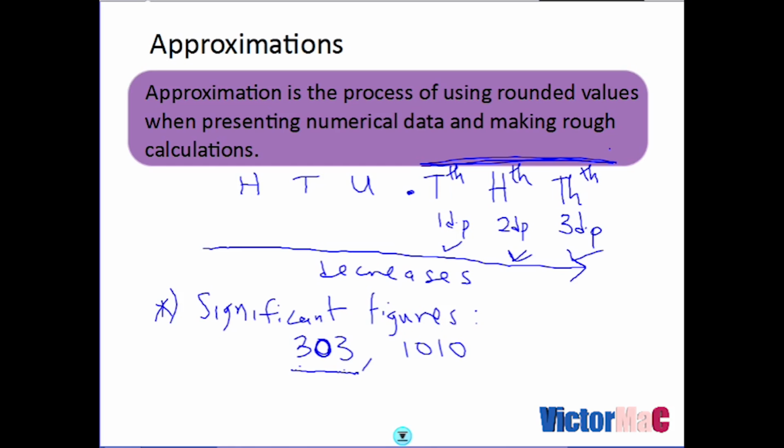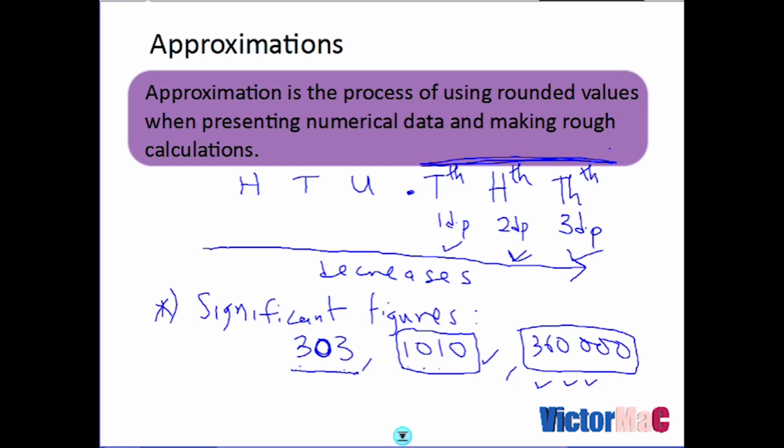In this case, this number can be referred to as 3 significant figures, 1, 2, 3, and in some cases it can be referred to as 4 significant figures, depending on what you have rounded off to get 1010. And also we can have something like this. This number can be either 2 significant figures, 3, 4, 5, or 6 significant figures. As I've said, depending on what you have approximated to get this.